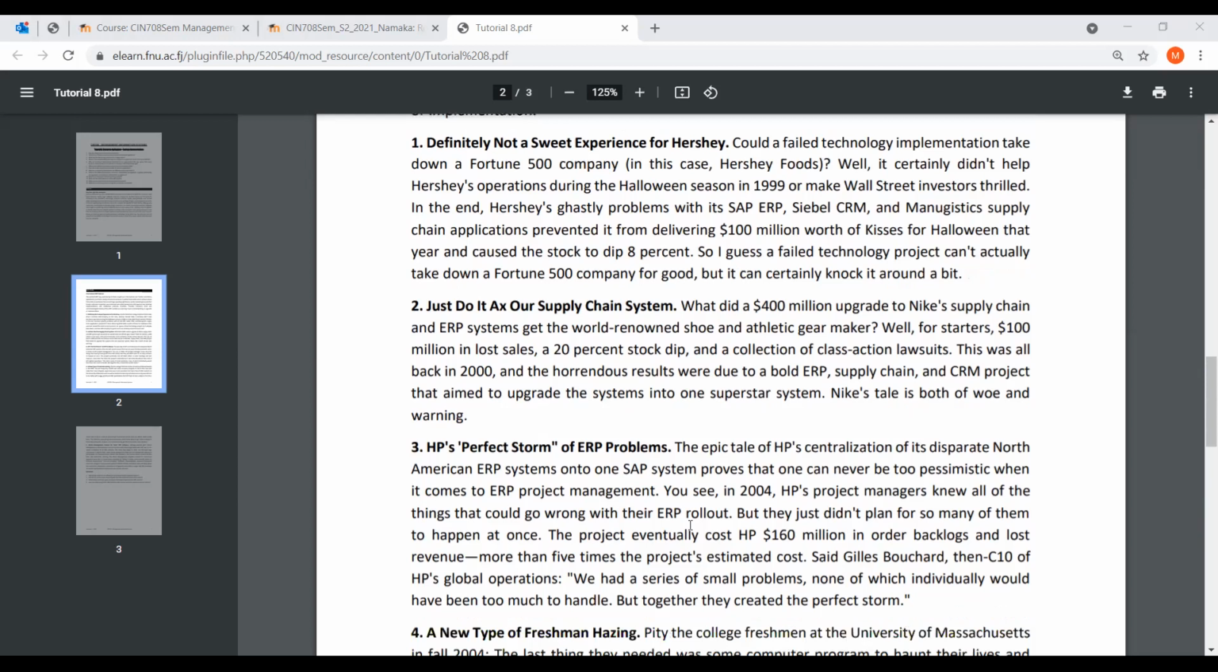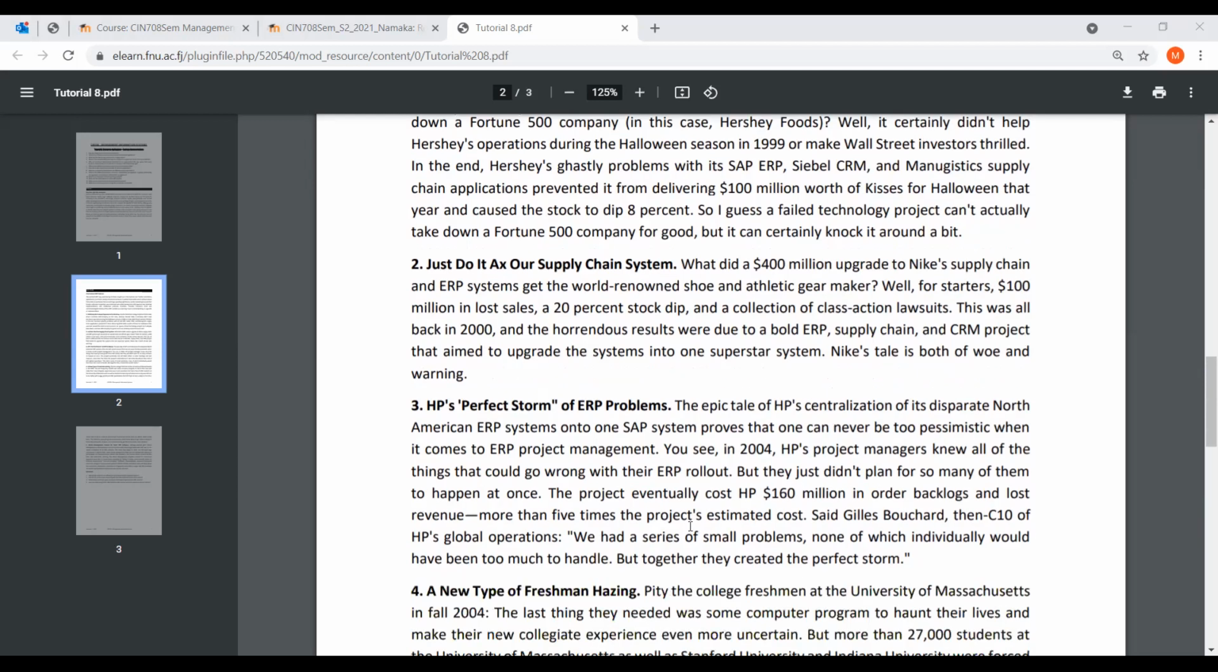Now, the second case study is Just Do It, Nike's supply chain system. Just Do It has to be related with Nike. Okay, that's their slogan. What did a $400 million upgrade to Nike's supply chain and ERP systems get the world-renowned shoe and athletic gear maker? Well, for starters, $100 million in lost sales, a 20% stock dip, and a collection of class action lawsuits.